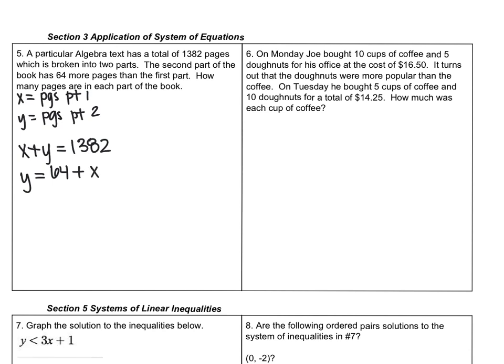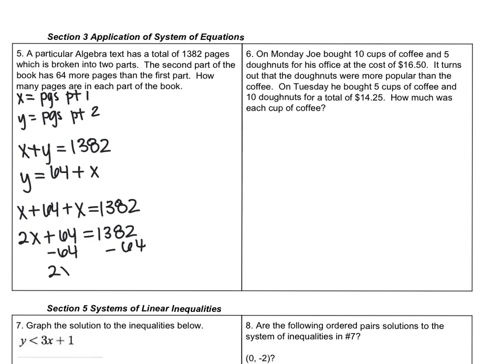So look at this system of equations. It's set up to use substitution to solve for x and y. So I'm going to take y and plug it into the first equation. So we get x plus 64 plus x equals 1382. Combining like terms, we get 2x plus 64 equals 1382. Subtract 64 from both sides, we get 2x equals 1318.